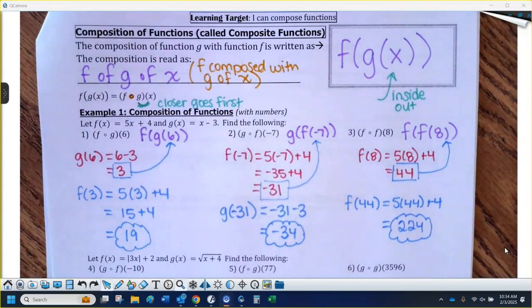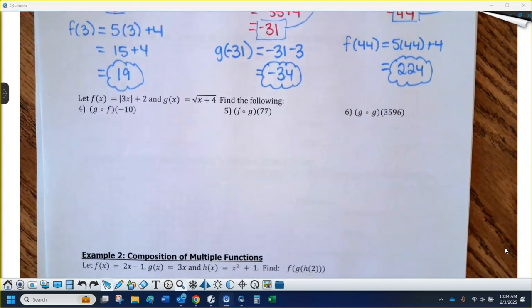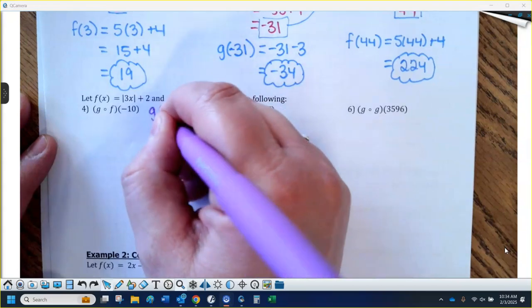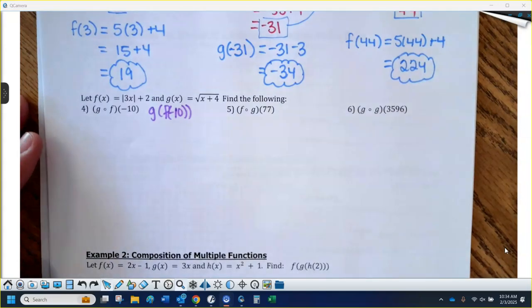Does anybody have a question? It's not horrible. Okay, I'm going to try some slightly different function rules below here. So these guys are a little bit more complicated. So this first one, g of f of negative 10. So I could do it, or g composed with f of negative 10, if you like that notation better.